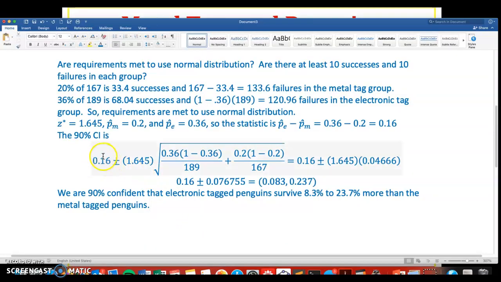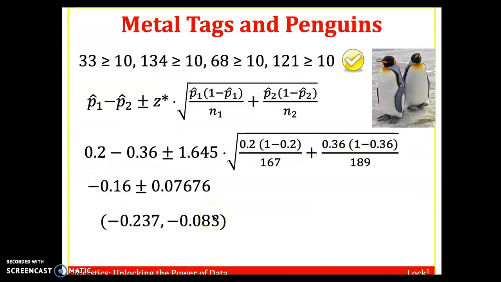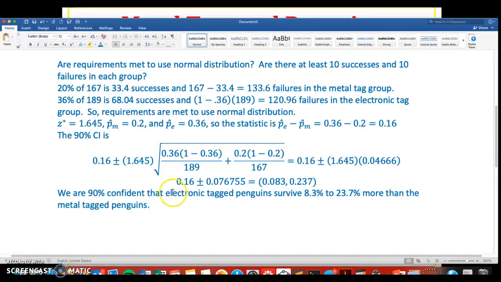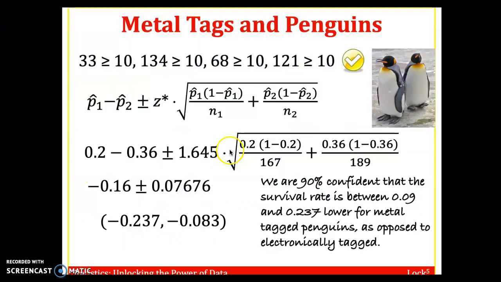From over here, I made sure I had a positive statistic. I think it's maybe a little trickier to interpret negative numbers, but the interpretation is the same. We're 90% confident that the survival rate is between 8 and 23.7 lower for metal tagged penguins as opposed to electronically tagged. So here I have lower for metal tagged as my interpretation, whereas here I have electronic tag has a higher survival rate. So both these interpretations are saying the same thing, and in practice you can actually subtract either way.